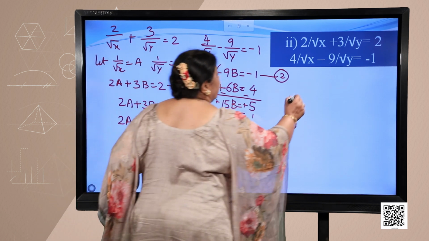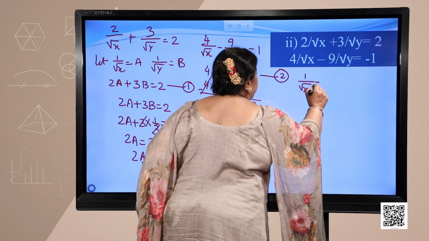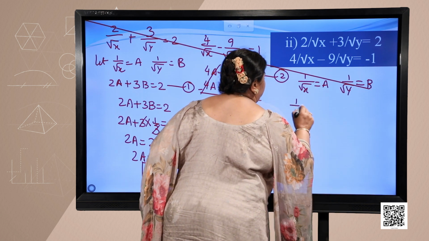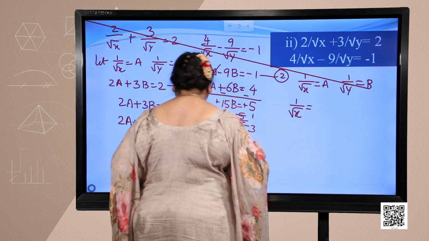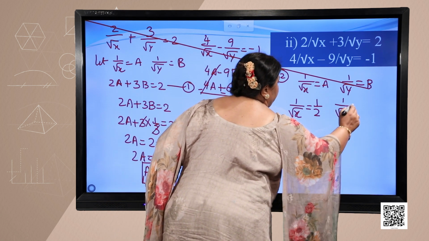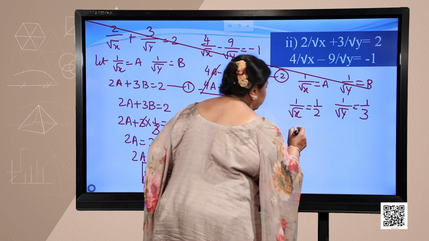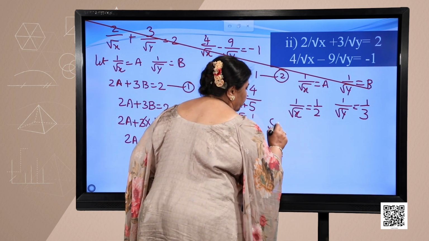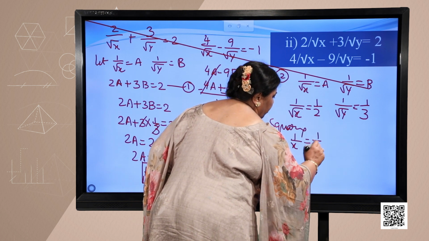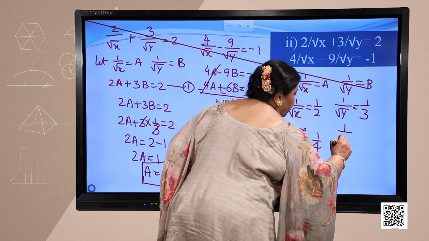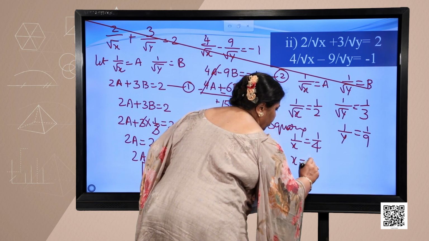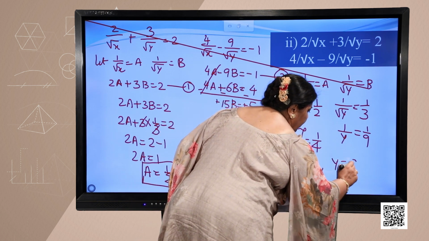What we had taken: 1 upon root x as a and 1 upon root y as b. So, 1 upon root x, what is the value of a? We have got 1 upon 2, and 1 upon root y as 1 upon 3. If I square on both sides, what do I get? I get 1 upon x is equal to 1 upon 4. Likewise, 1 upon y is equal to 1 upon 9. So, on cross multiplying, I get x is equal to 4 and y is equal to 9.